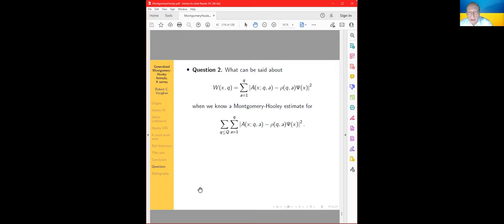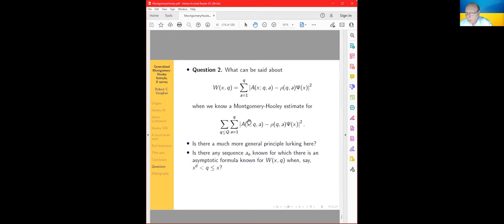The second question I have is related to this. If you know how to deal with the Montgomery-Hooley kind of estimate for a general expression like this, can you prove something for when you just sum over the A's, not over both Q and A? Is there something general going on here? Can you prove something? I haven't really thought about it very much, but it seems an interesting question. There may well be examples of sequences a_n where you could actually prove something. It'd be interesting for somebody to have a look and see.